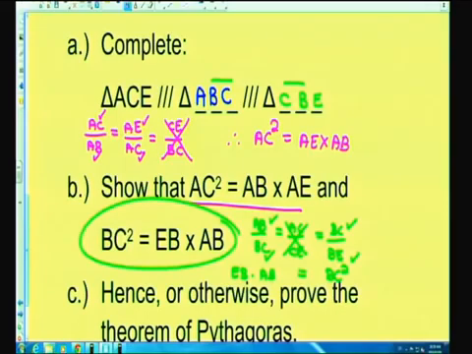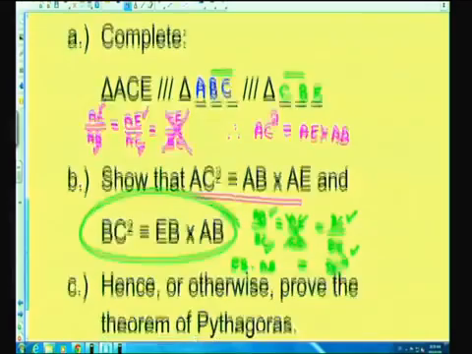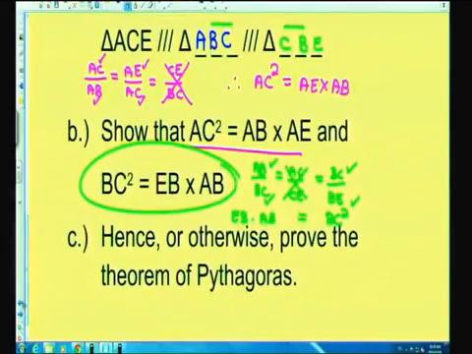And now all we have to do is it says hence or otherwise prove the theorem of Pythagoras. Now, hence or otherwise, I used to have a friend who joked about it. He used to say, hence or otherwise get it wrong. Because really, if they've led you this far, the most sensible way to prove it is to use the hence part.